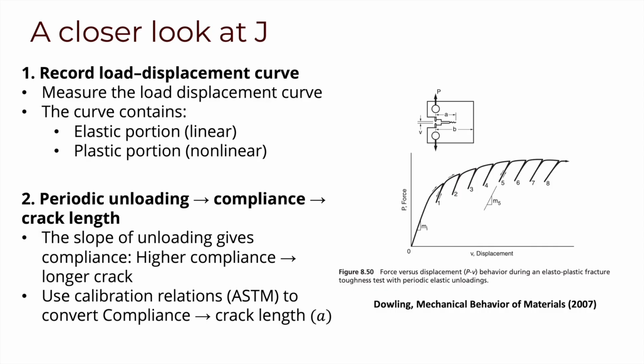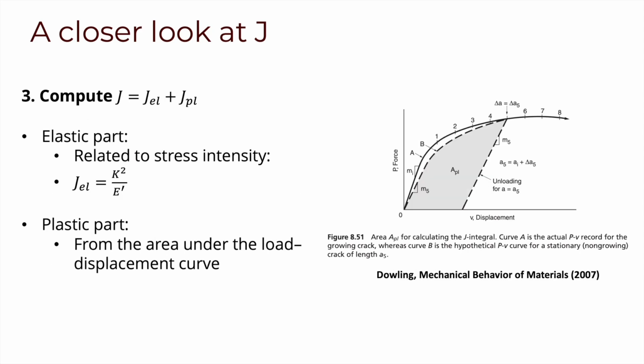Once we have the load displacement data and crack length, we can compute the J-integral. The J-integral has two contributions. The first is the elastic part, which is related to the stress intensity factor. The second is the plastic part, which comes from the area under the load displacement curve and represents the energy dissipated through plastic deformation. By combining these two contributions, we obtain the total J value, which characterizes the driving force for crack growth under elastic plastic conditions.